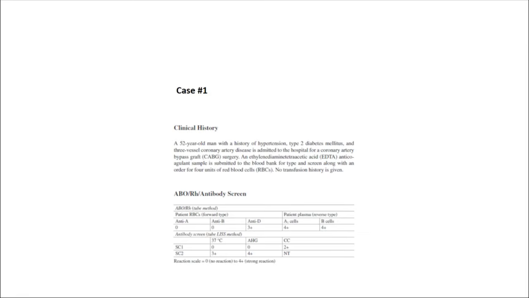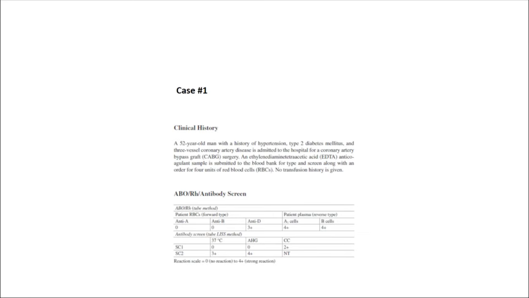So this is a 52-year-old man with a history of hypertension, type 2 diabetes mellitus, and 3-vessel coronary artery disease who was admitted to the hospital for coronary artery bypass graft surgery. An EDTA anticoagulant sample is submitted to the blood bank for type and screen along with an order for 4 units of red cells. No transfusion history is given. And just to make you aware, an EDTA sample is typically a purple top or lavender top tube, or sometimes you'll see it as a pink top tube, so that you know what types of tubes to collect your type and screen samples in.